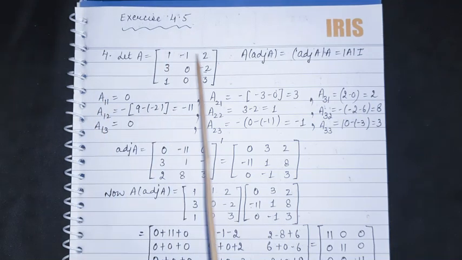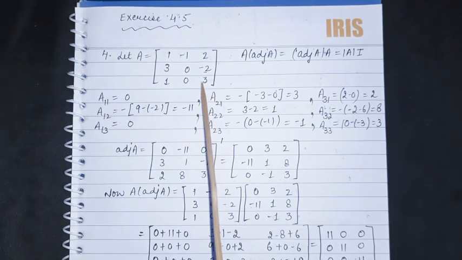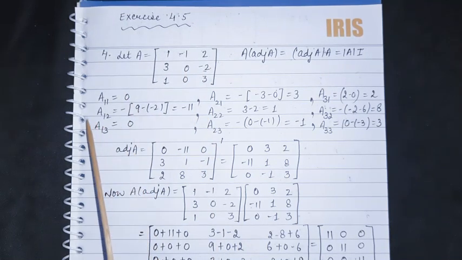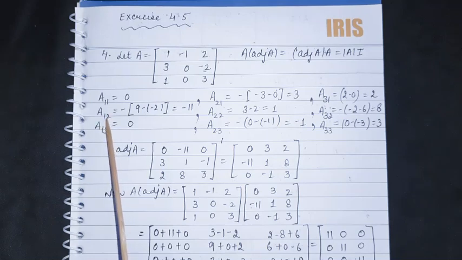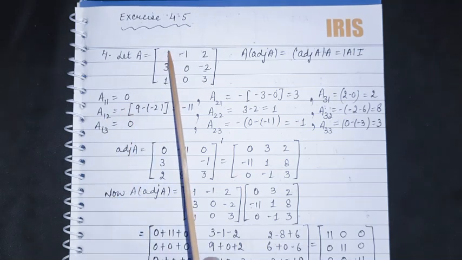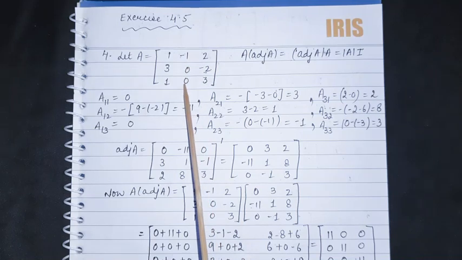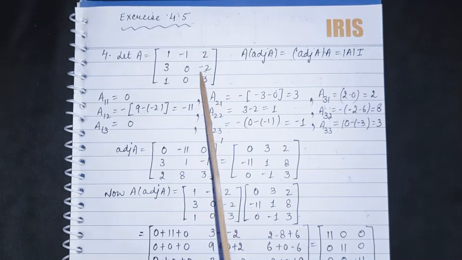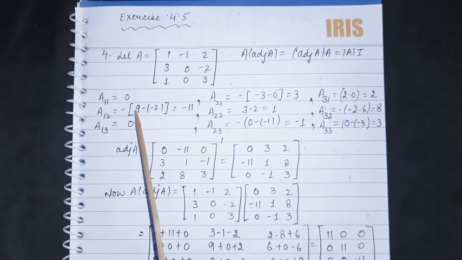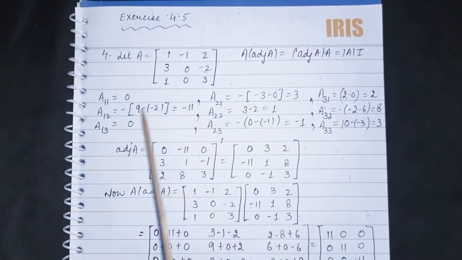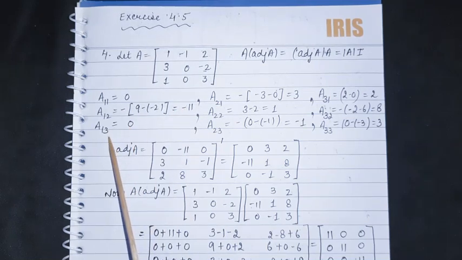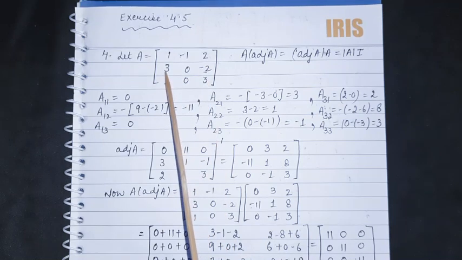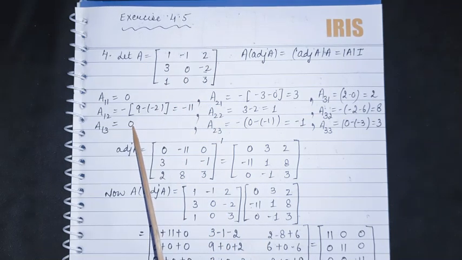Cofactor will be, ignoring first row, ignoring first column, we'll get 3 into 0 minus 0, which will be 0. Next is A12, because of 1, 2, we will have a negative here. Ignoring first row, ignoring second column, 3 into 3 will give us 9, minus 1 into minus 2 will give us minus 2. So 9 plus 2 is 11 and 1 minus. Then third one, A13, ignoring first row, ignoring third column, you will get 0 minus 0, which is 0.